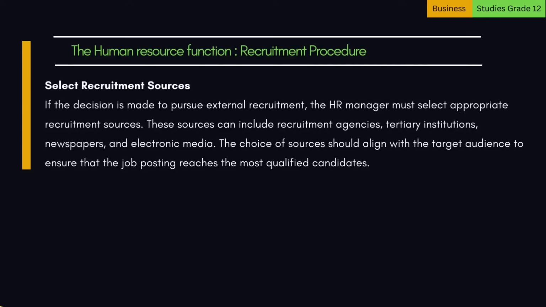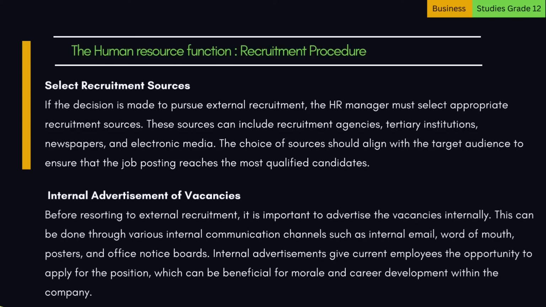4. Select recruitment sources. If the decision is made to pursue external recruitment, the HR manager must select appropriate recruitment sources. These sources can include recruitment agencies, tertiary institutions, newspapers, and electronic media. The choice of sources should align with the target audience to ensure that the job posting reaches the most qualified candidates.